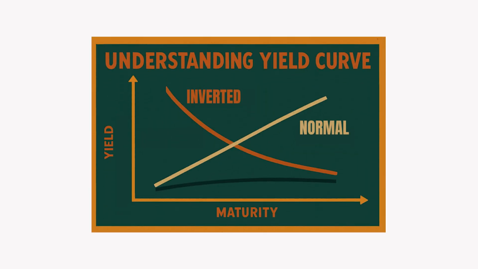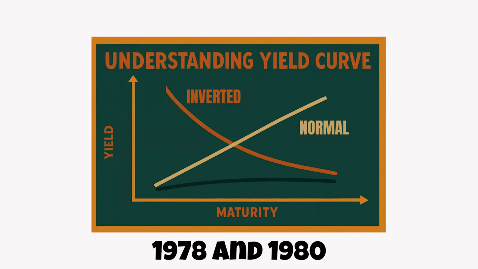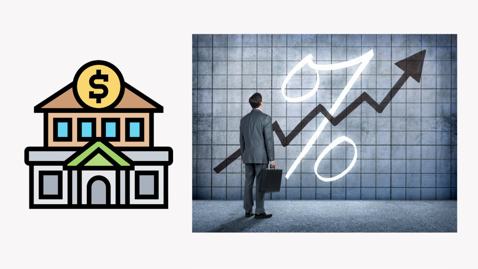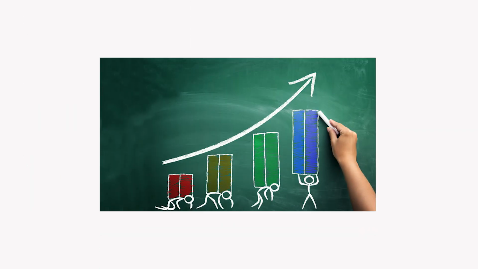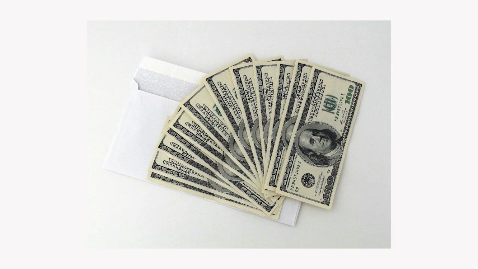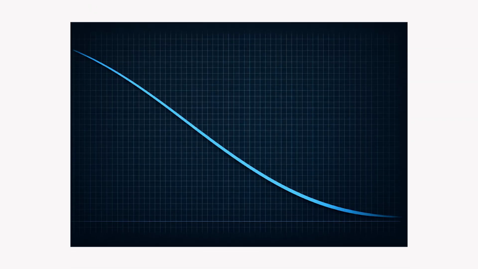The first major inversion of this era appeared between 1978 and 1980. Central banks raised interest rates aggressively in an effort to regain control over inflation. Short-term borrowing costs surged. Credit became harder to access. The yield curve inverted as the economy struggled to absorb the shock. Growth slowed sharply, and the country entered a recession in 1980.